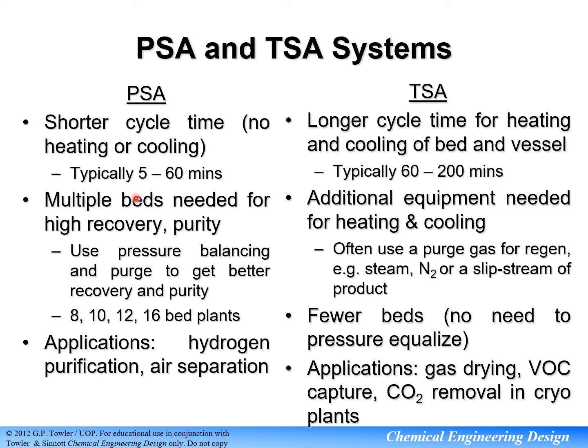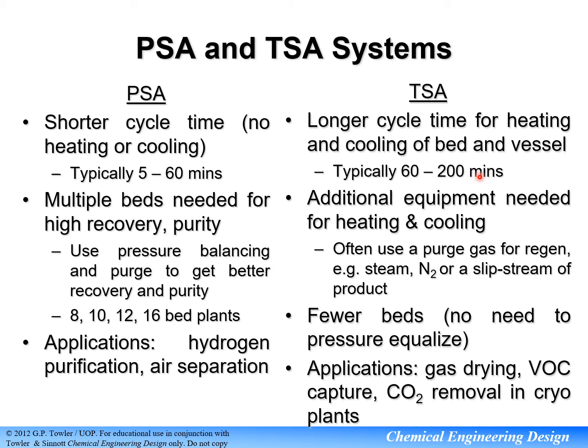For the PSA, it requires multiple beds for high recovery and purity. It will use pressure balancing and purge to get better recovery and purity. So normally for the PSA, the common types in industry are 8, 10, 12 and 16 bed plants. The application for the PSA is hydrogen purification and also air separation.